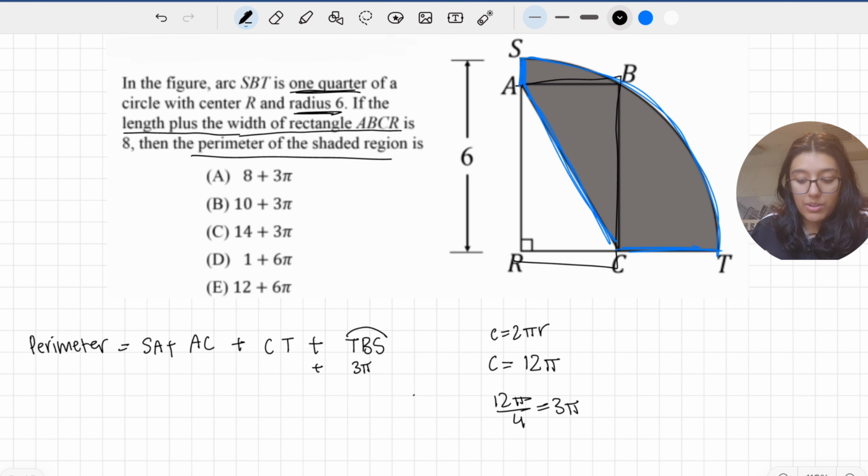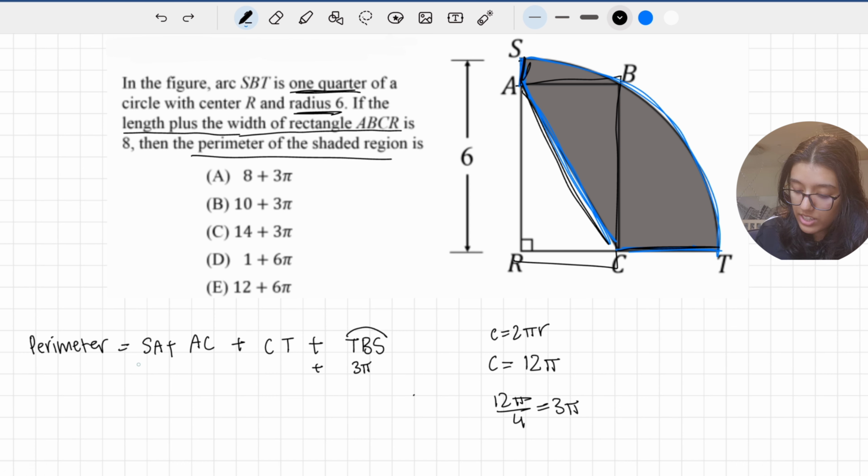Now that we are done with that, we found TBS. Let's see if we can find SA, AC, and CT. So SA is this right over here. AC is this right over here, and CT is this right over here. Unfortunately, they did not give us the measurements of SA, AC, and CT. So we can't rely on just substituting whatever we have in the problem in for this perimeter. So what do we do next?